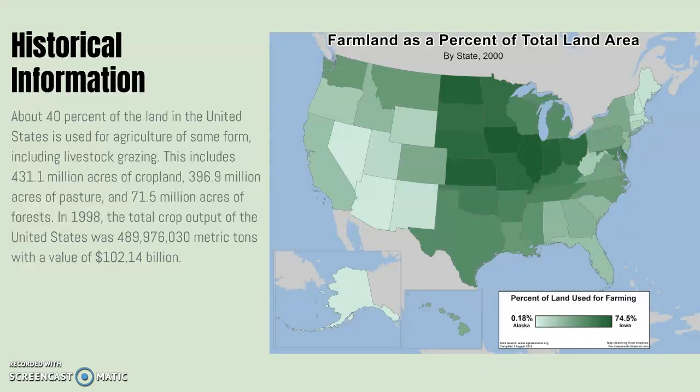Historical information. About 40% of the land in the USA is used for agriculture. This map shows the percentage of land used for farming in each state.